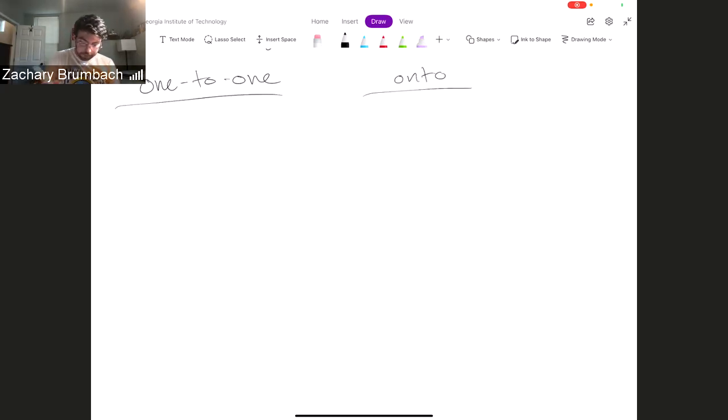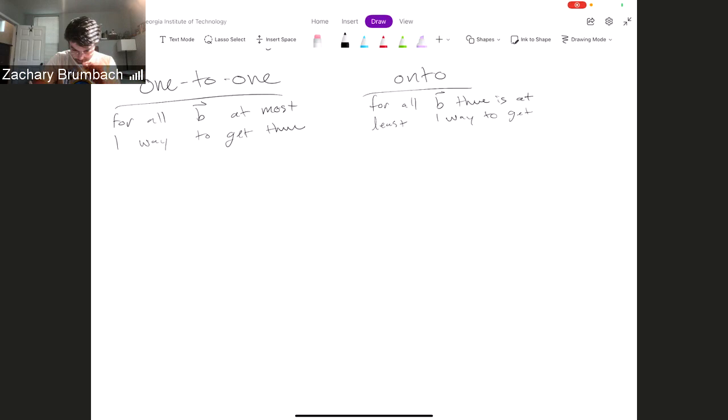Okay, one-to-one. So for all B, there is at most one way to get there. Onto, for all B, there is at least one way to get there. Okay, so when these two things intersect, there is exactly one way to get there in all cases, and when both conditions are true, it is called being invertible.